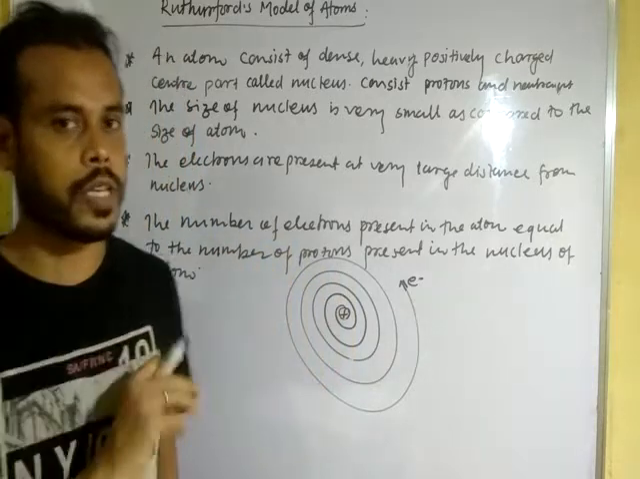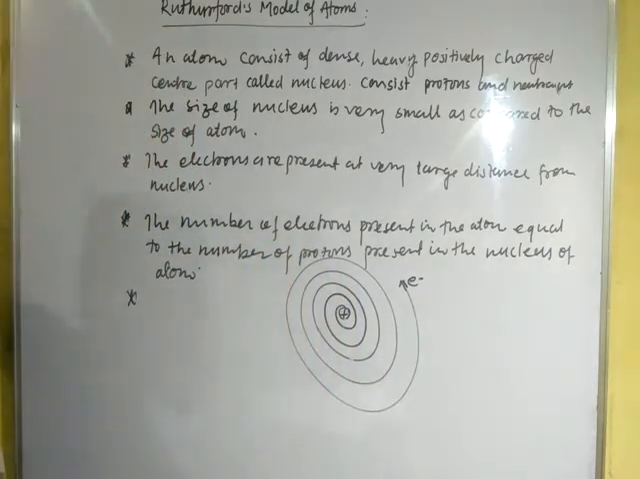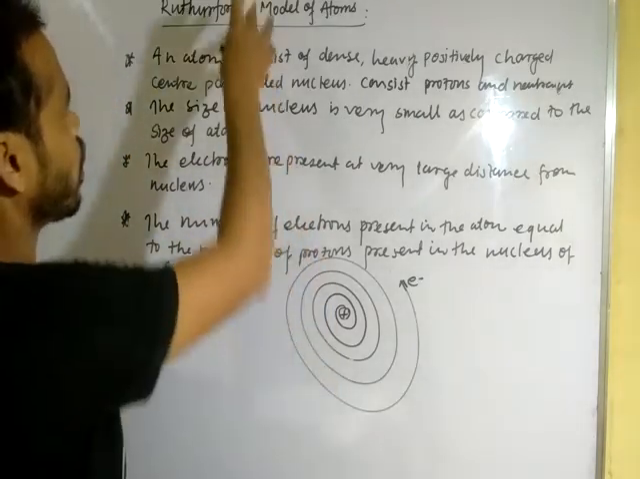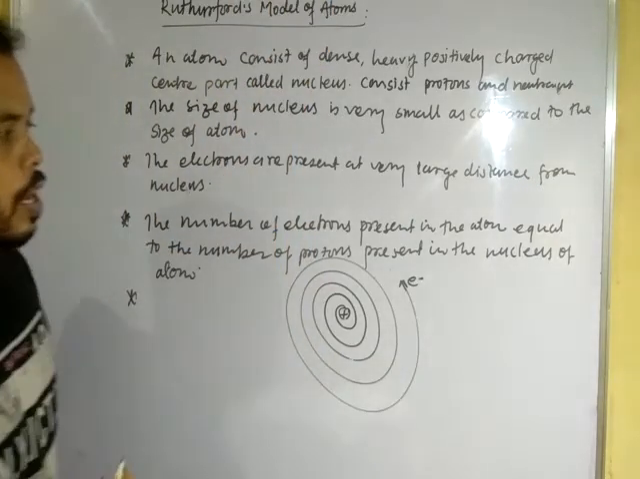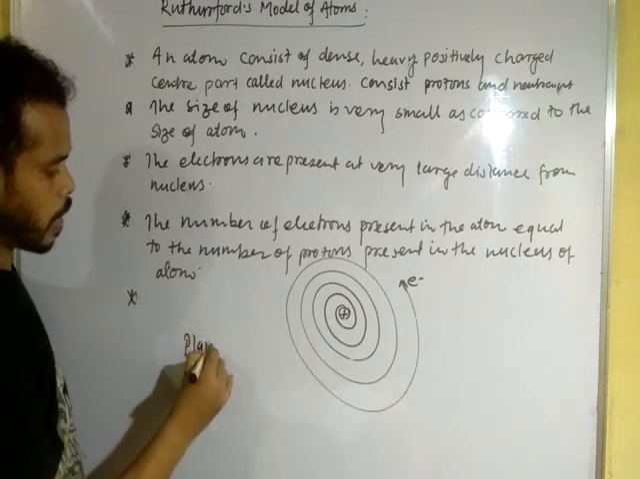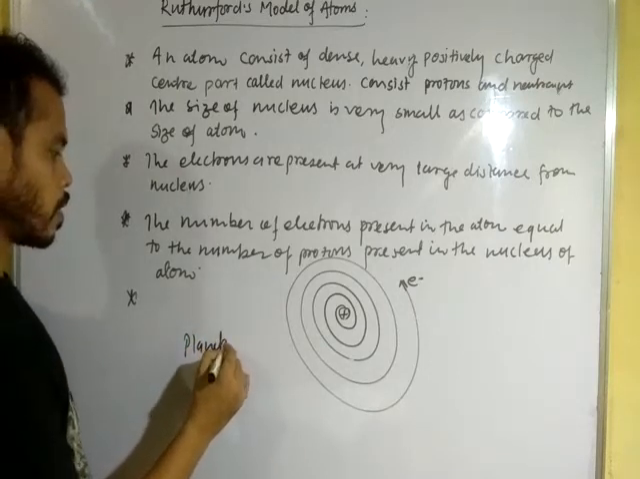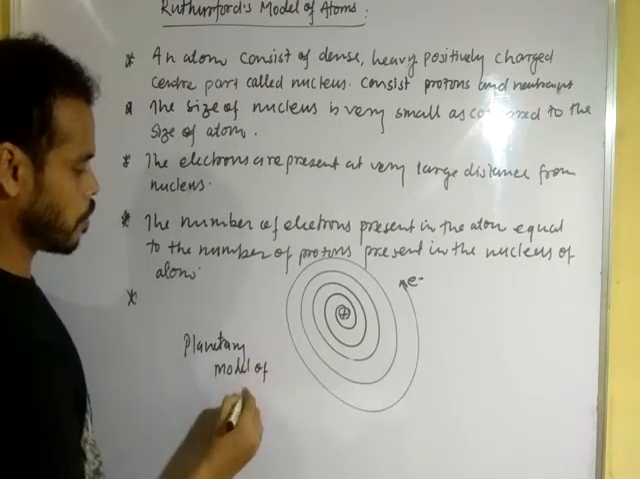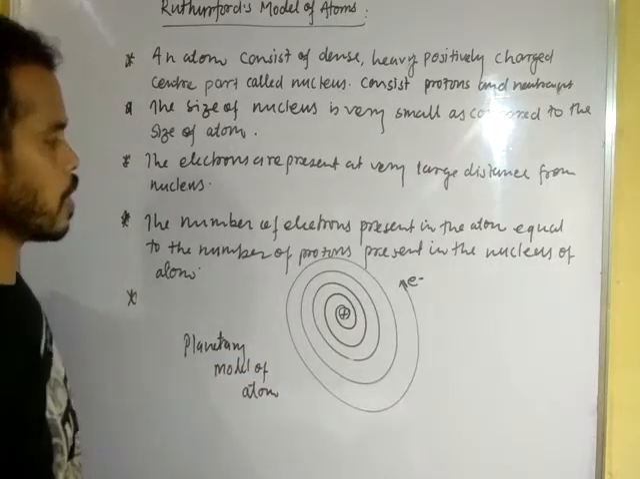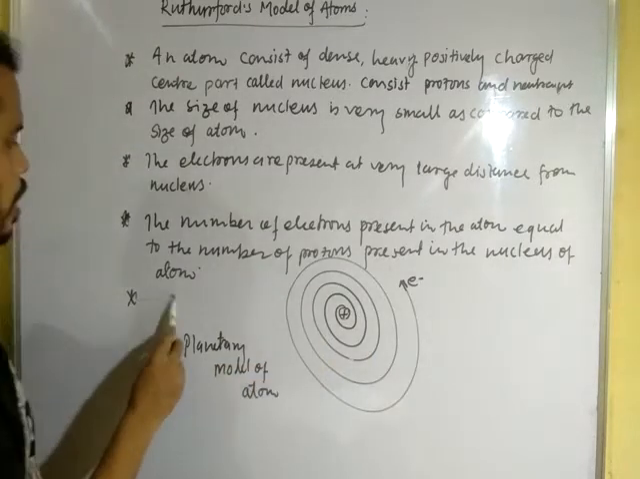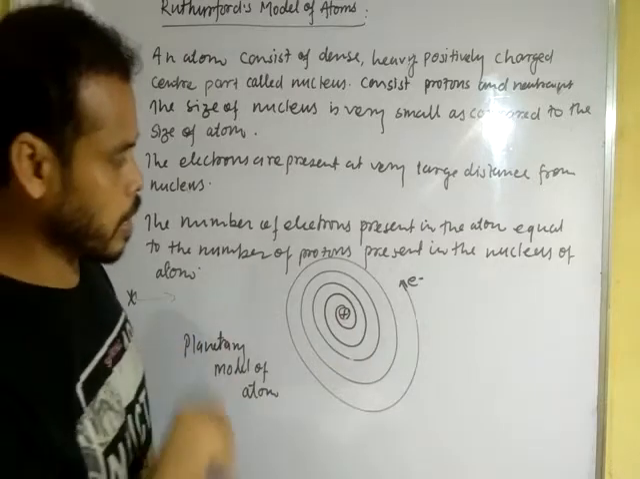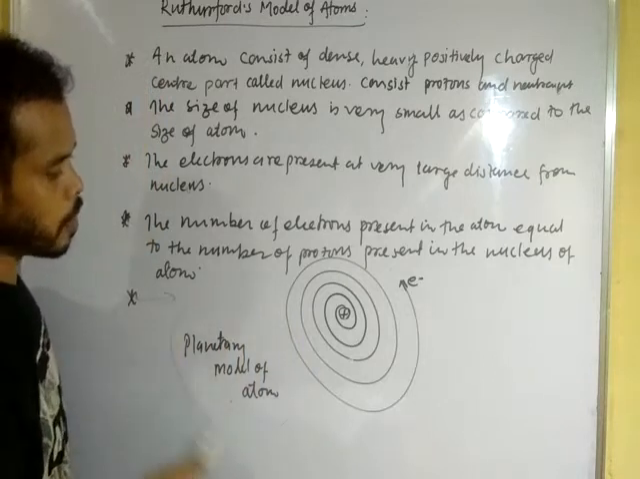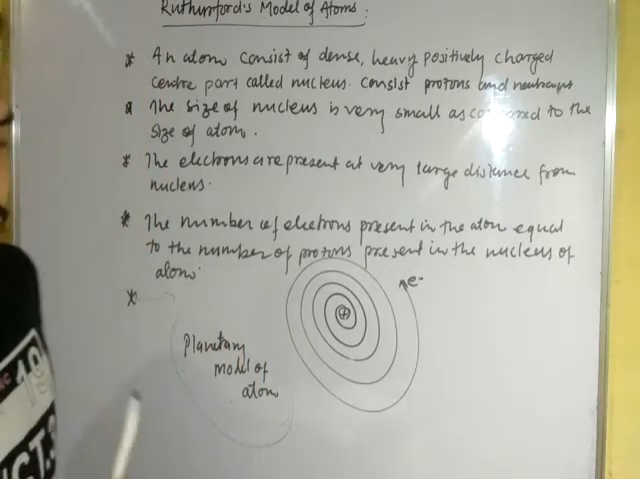So the Rutherford model is also known as the planetary model of the atom. This is why the Rutherford model is known as the planetary model of the atom, because the electrons revolve around the nucleus like planets.